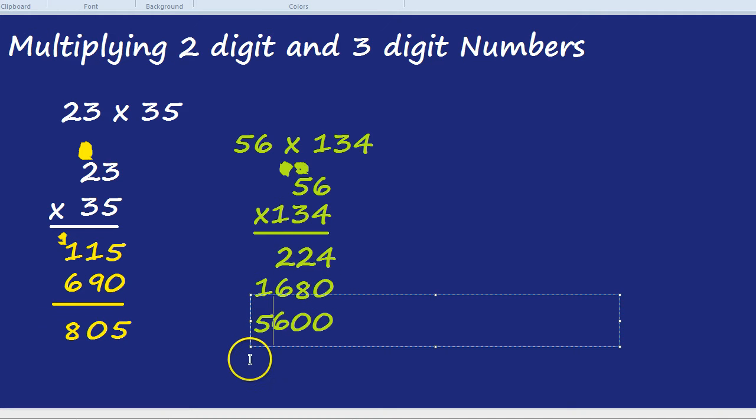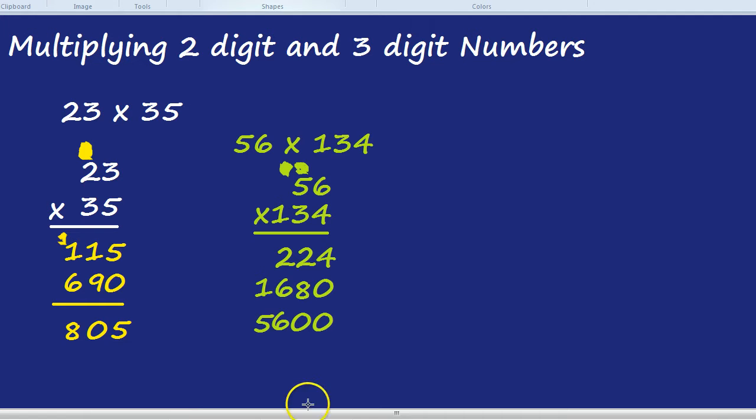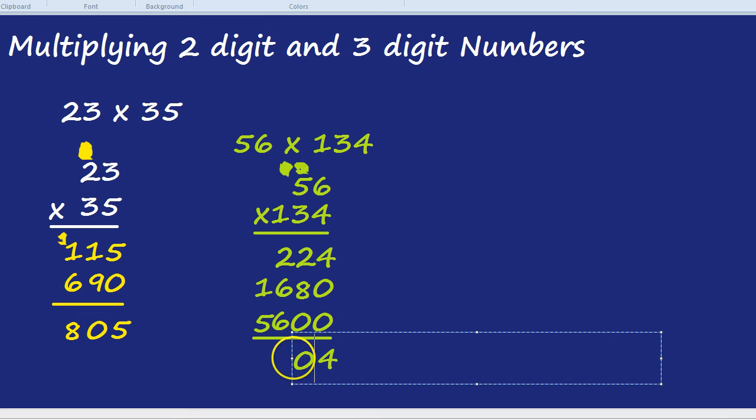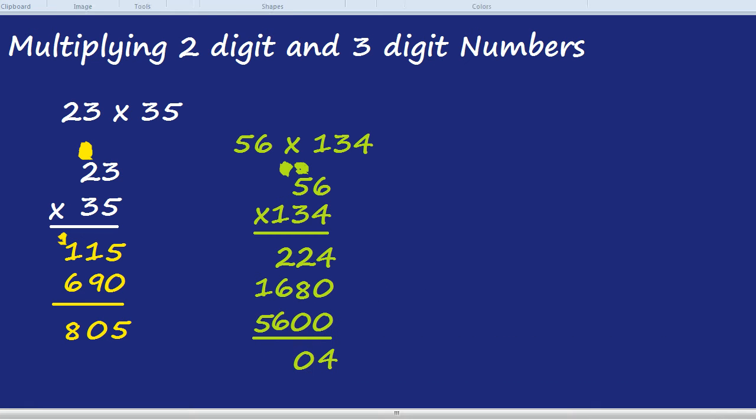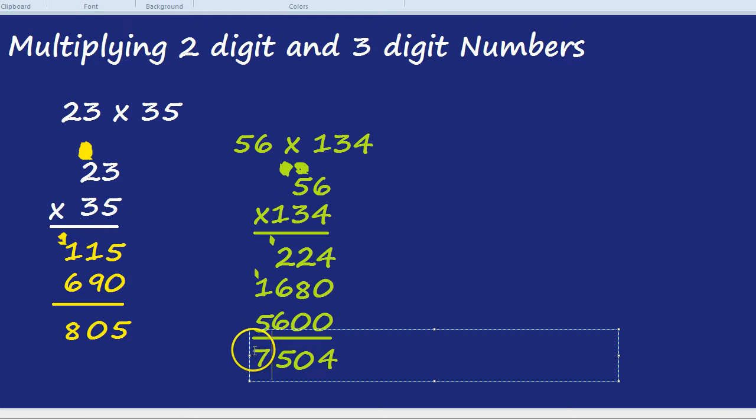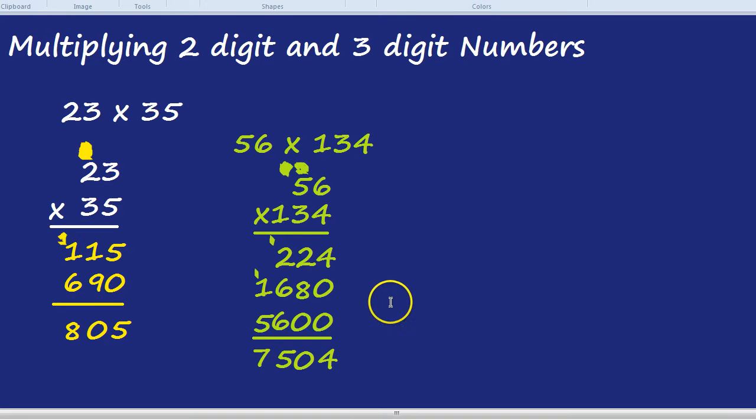We're ready now to add up all our totals. 4 plus 0 is 4. 8 plus 2 is 10. And notice how easy it becomes when they're all nice and neat. 8 and 2 is 10, so we put the 0 down here and the 1 above the next number in the next column. 6 plus 6 is 12 and 2 is 14. Add 1 is 15. Put the 5 down here and the 1 in the next column. 5 and 1 and 1 is 7. So our answer to 56 times by 134 is 7,504.